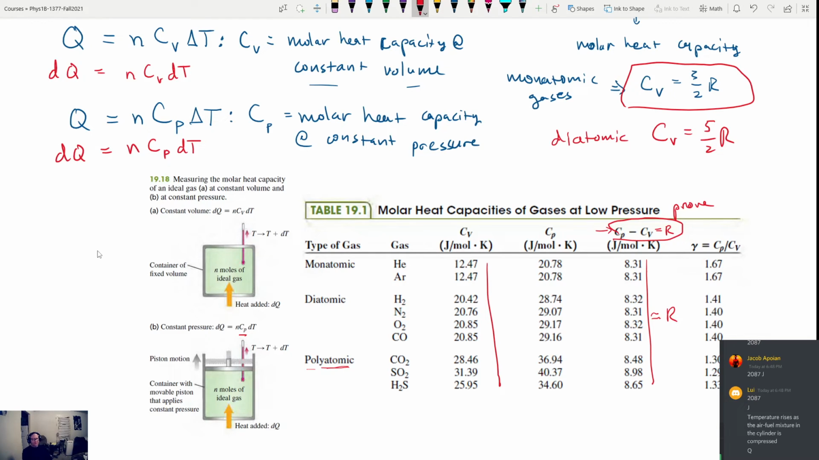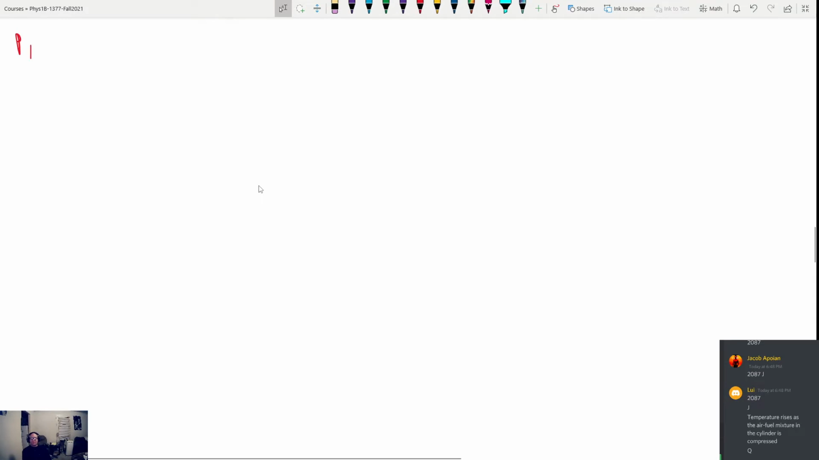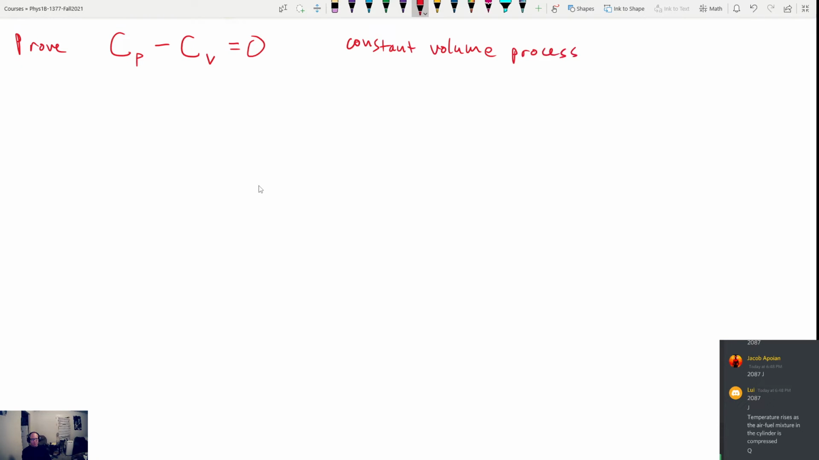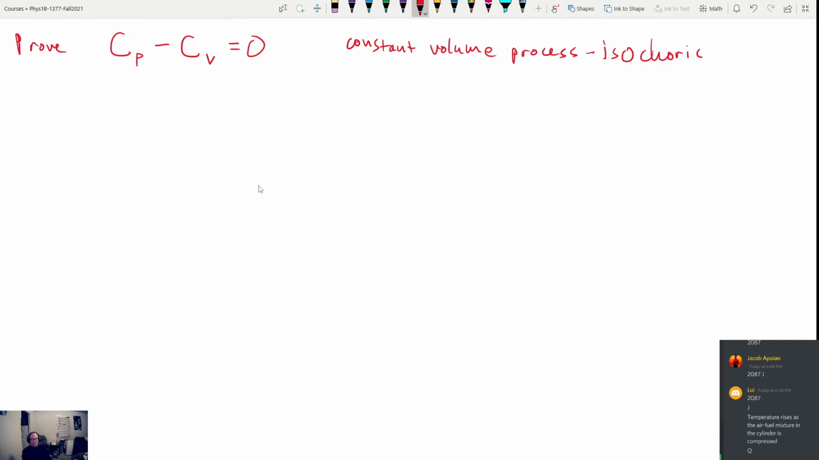Okay, so let's do that, and let's use some of the knowledge we have of different processes to do so, okay? So here's what we want to do. We want to prove the difference between the molar heat capacity at constant pressure and the molar heat capacity at constant volume is equal to R, okay? And here's how we're going to do that. So, think about a constant volume process. What was the name for that? I don't remember. I think it's isochoric, right? Isochoric. An isochoric process, right?